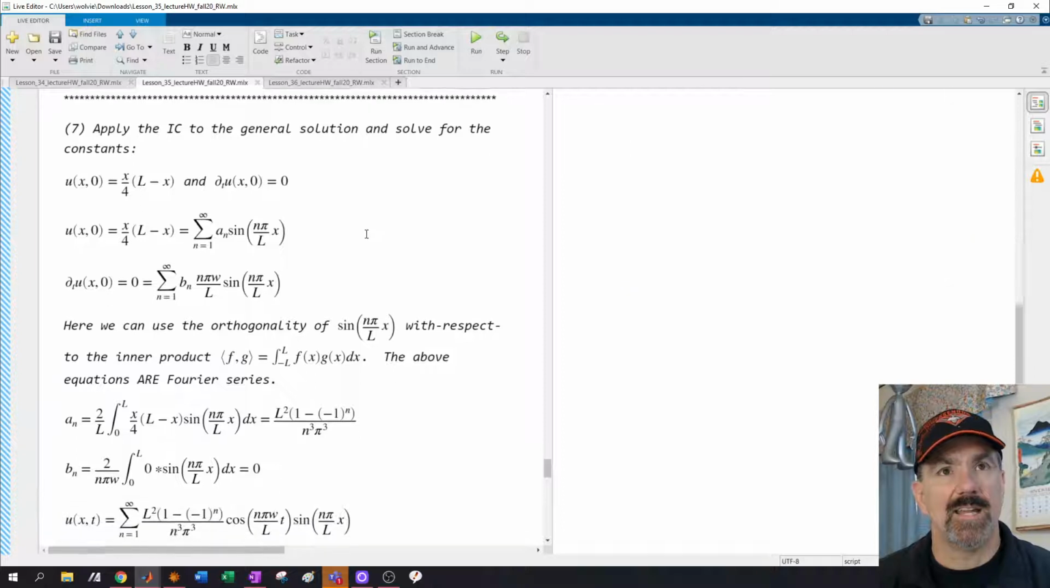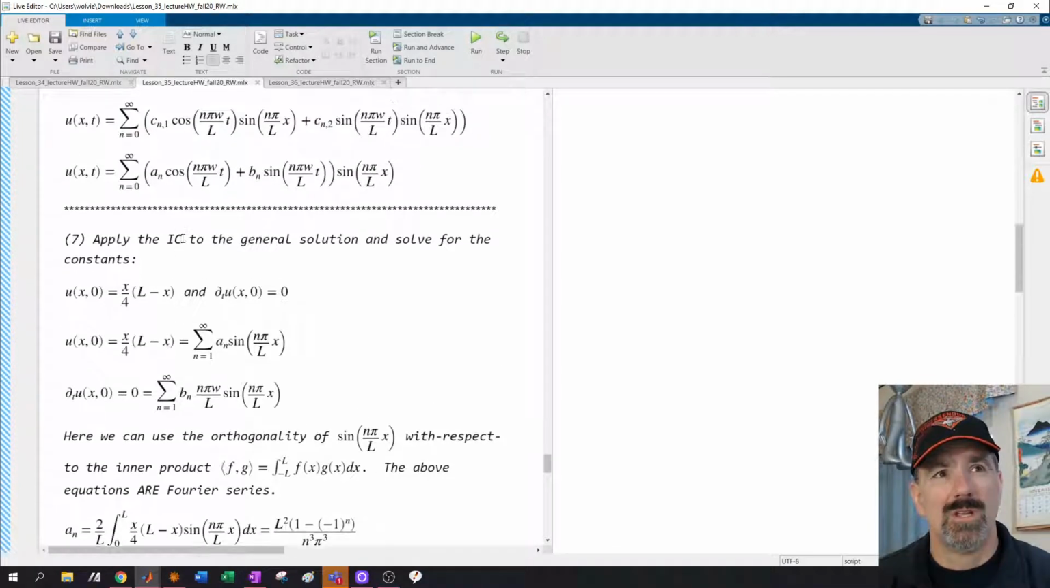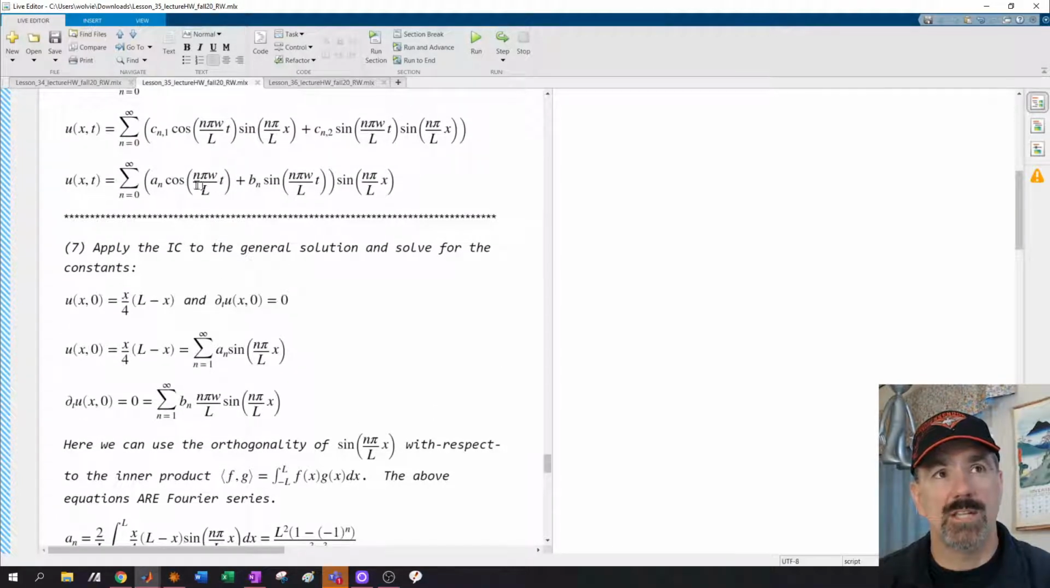So finally then, step 7, we have the general solution. We're now going to apply the initial conditions. So the initial displacement, we have that function. We set that equal when t is equal to 0. So coming back to the general solution, when t is 0, the cosine becomes 1, the sine becomes 0, and I'm just left with the a sub n's.